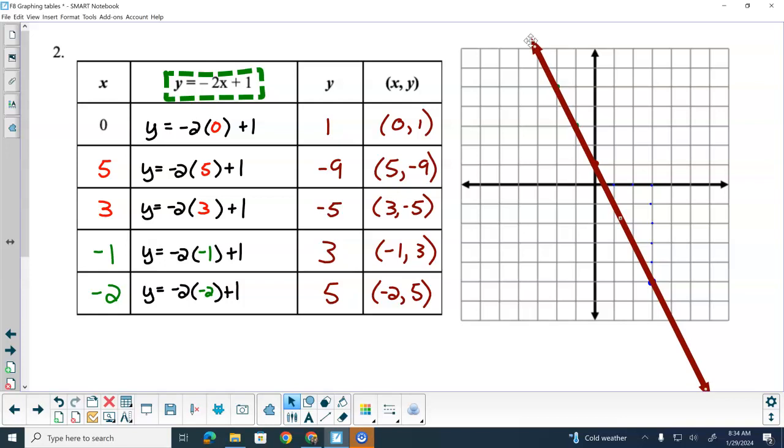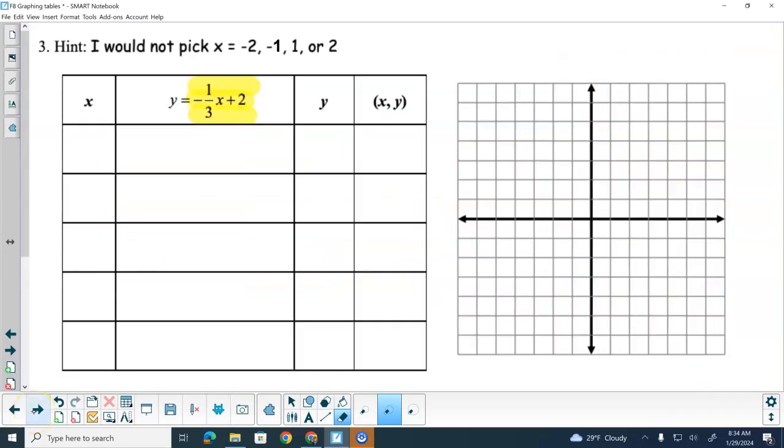So then that first one that we graphed would be right there. After we graph it, we just extend our line down. Okay? What I'd like you to do now is I would like you to graph that one. Let's pick our x's first before we get into it.